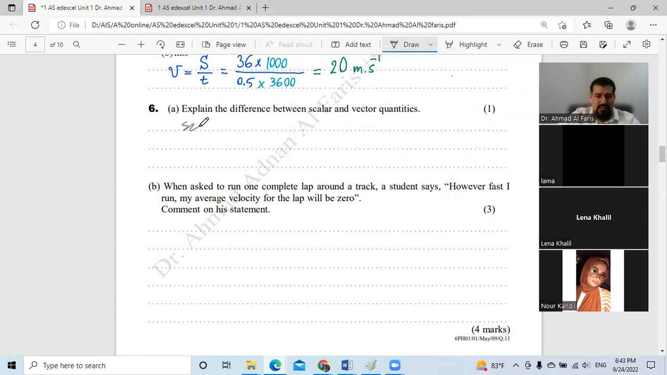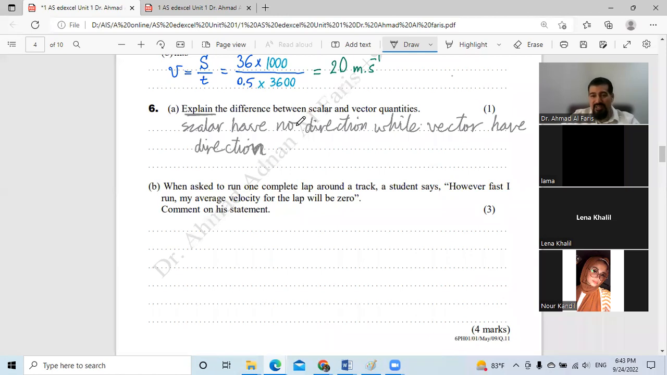We can say that scalar quantities have no direction. Bravo, thank you, Lema. While vector quantities have direction. So the difference here is the direction. And if we write only the word direction in the exam, we are not going to get the mark because they ask us to explain.